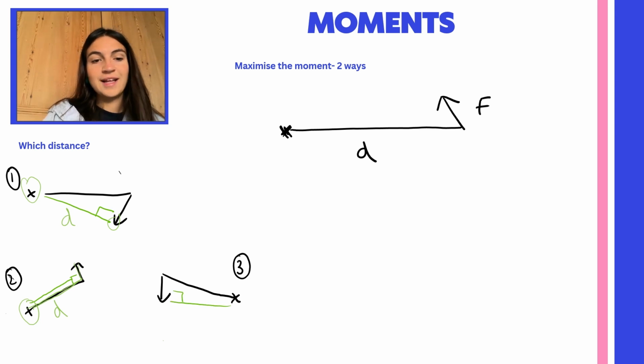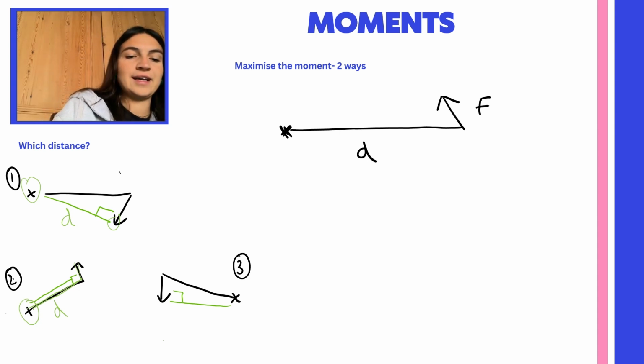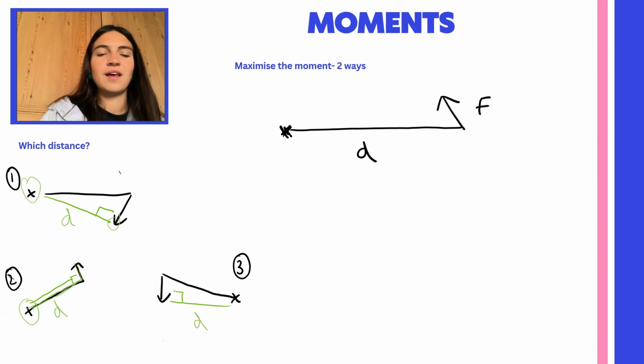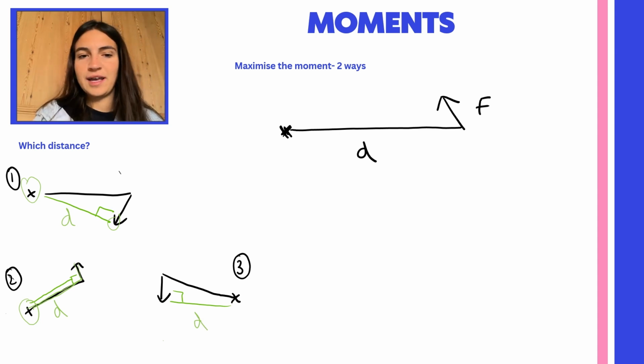So that would be that line there, perpendicular to my force, and I can join it straight to my pivot. So that there is the distance that I would be using for my equation.